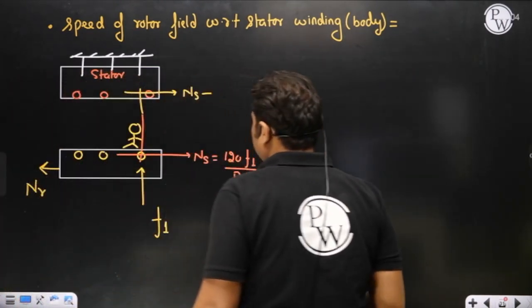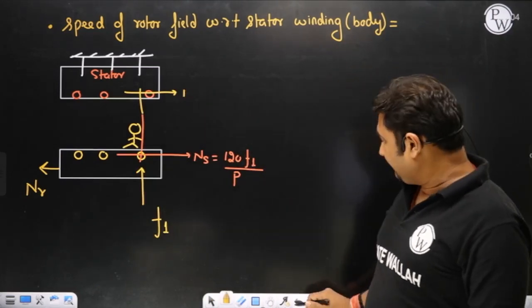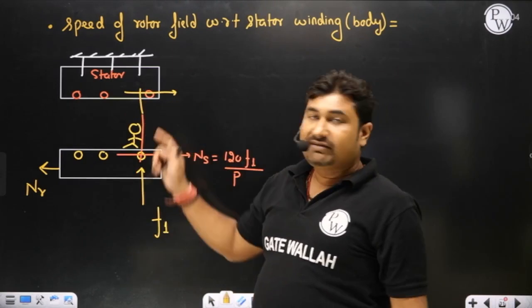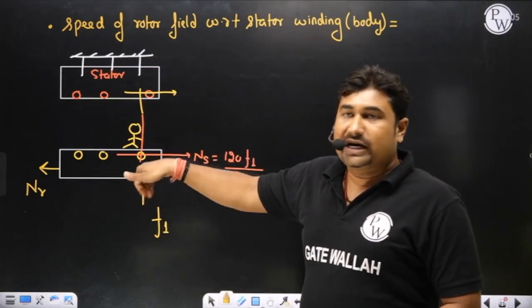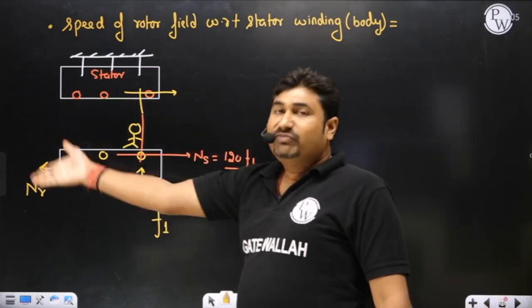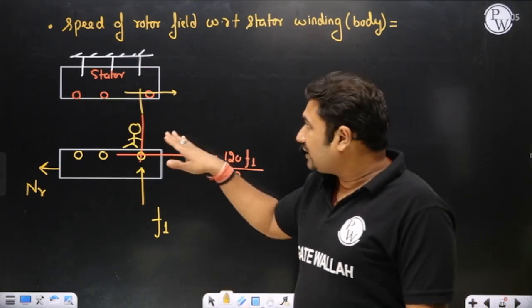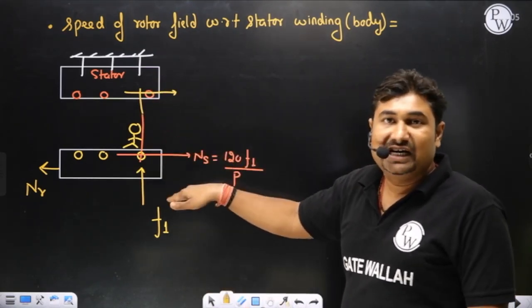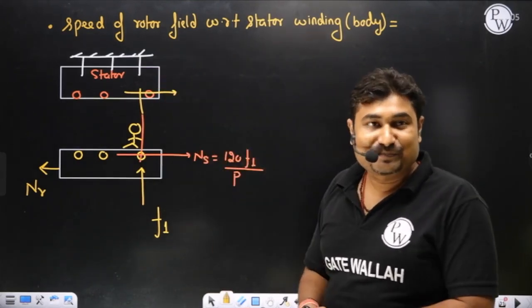Please tell me, are you able to understand this? What will be the relative speed, sir, between rotor field and stator winding? The rotor field is moving onto the rotor body at a speed of Ns in the forward direction. The rotor itself is moving in the reverse direction. So what is the speed with which the rotor field is intersecting the stator conductors?